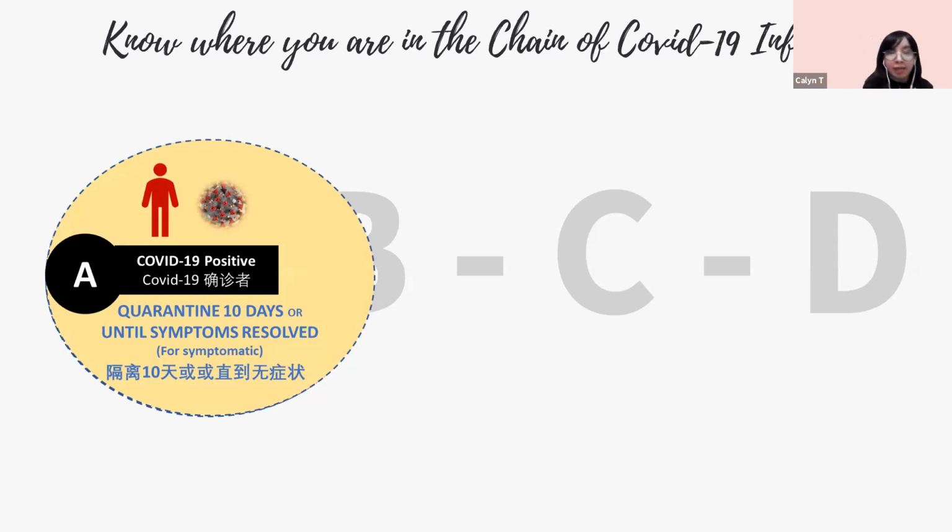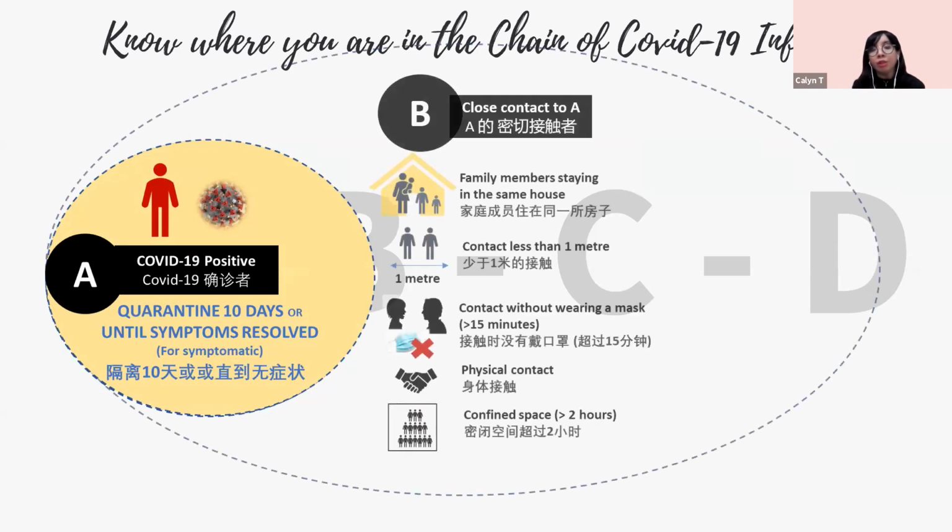And I think for A, when you're in group A, a lot of people know what to do, right? But when you're in group B, what do you mean by B? B is actually when you become a close contact to A. So how do you determine who is the close contact? Close contacts are people like family members staying in the same house. Why? Because it's unlikely that you're practicing the SOPs.